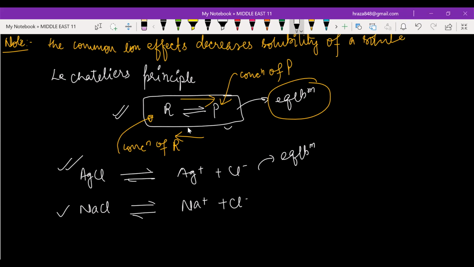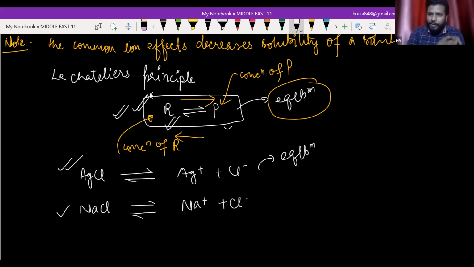Now here what happens? The concentration of reactants increases. That's why it moves toward the right side to achieve its equilibrium, to nullify the effect. As well as when you added the concentration of product, it moves to the left side to nullify the effect and to maintain its equilibrium.